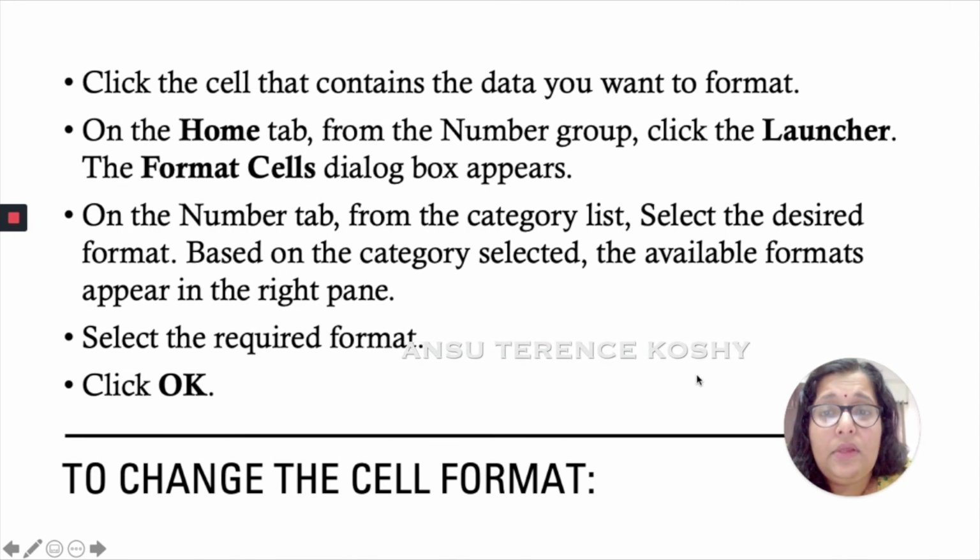It's very simple. Home tab, Number group, click on the Launcher. The Format Cells dialog box will appear. From the category list, select the desired format. Based on the category you have selected, the available formats appear in the right pane. Click the required one and press OK.